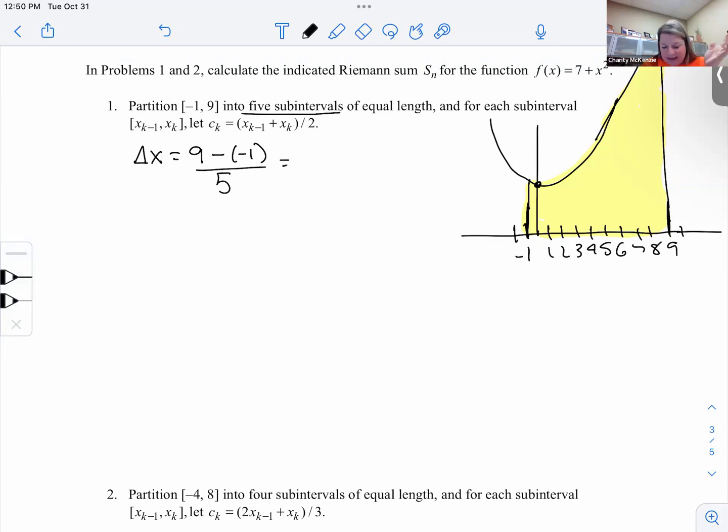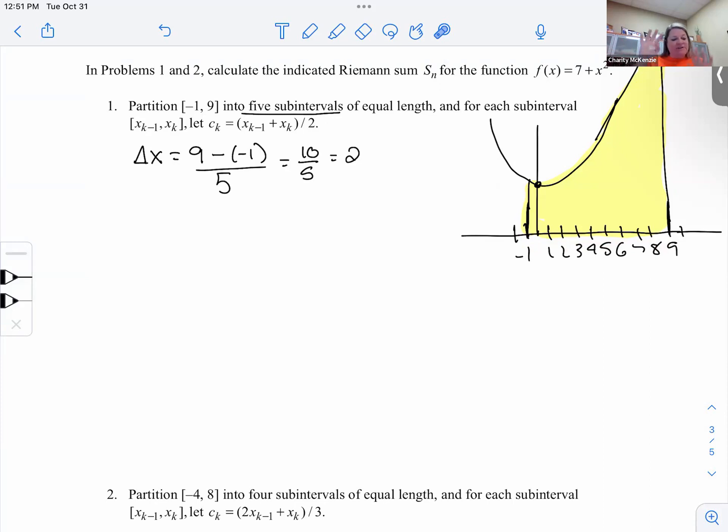So that becomes a plus of 10 divided by 5, which gives me 2. Basically, you're going to have 2 x values for each rectangle. We're starting at -1. We don't know where we're going to go up and hit, so I'm going to wait to draw it. But we know it's going to go from -1 to 1. It covers 2 each time in order to make 5 rectangles.